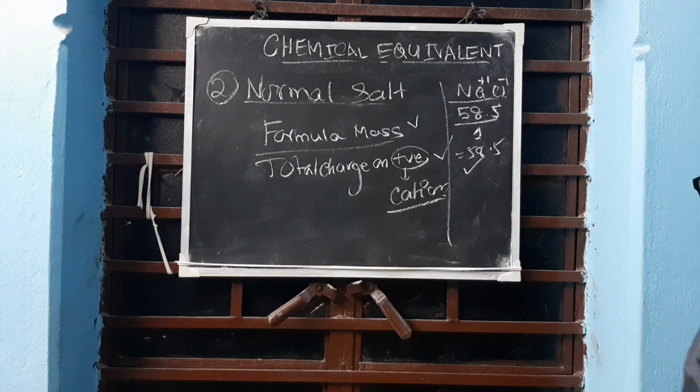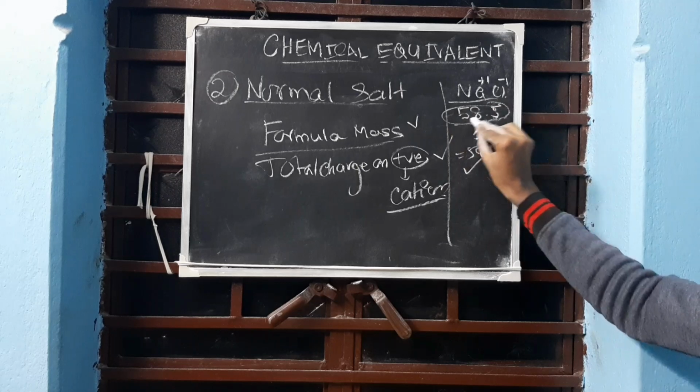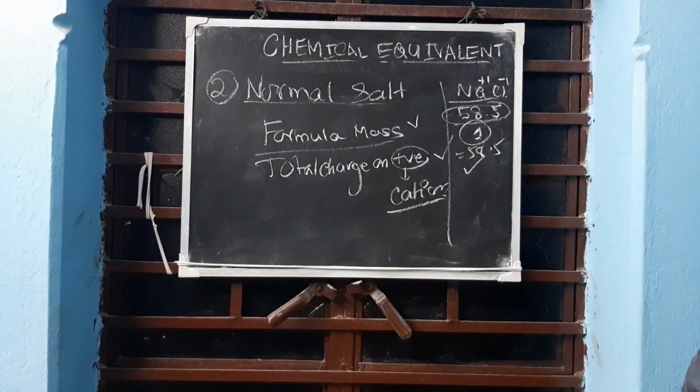This is the formula mass, divided by the charge on the cationic part. Answer is here. Understood? So for the cationic part, whatever the total charge is, you will write below, and up will be the formula mass. Clear? Understood? Now if we have discussed neutral salt, then why not acid salt?